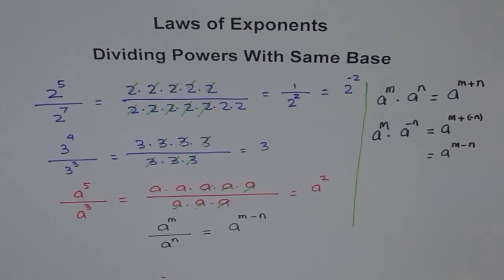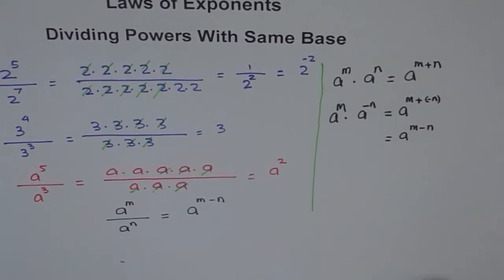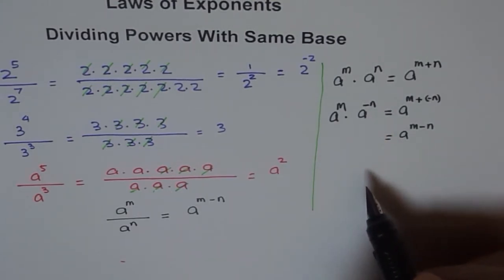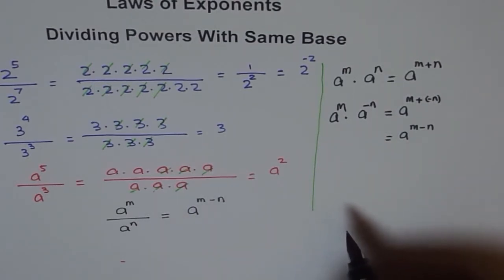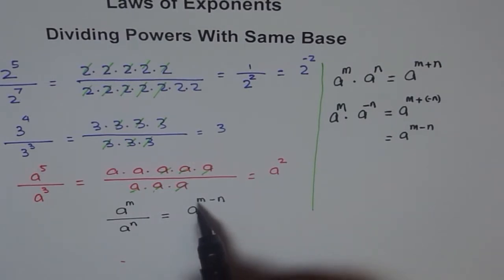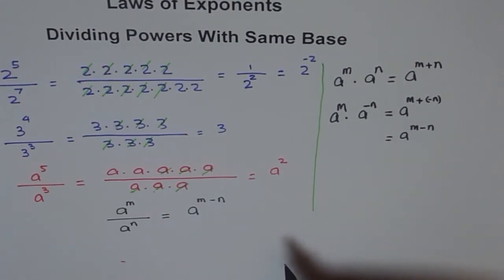So we can actually derive dividing powers with same base from multiplying, because multiplication and division are actually the same operation, right? Dividing means multiplying by its reciprocal, correct? So negative exponents, as you will soon learn if you haven't seen that video yet, mean reciprocal, right? So anyway, in general, we can say a to the power of m divided by a to the power of n is equal to a to the power of m minus n. So when we divide powers with same base, the base remains the same, and the exponents subtract, numerator value minus denominator value, okay? So that is what dividing powers with same base leads to.